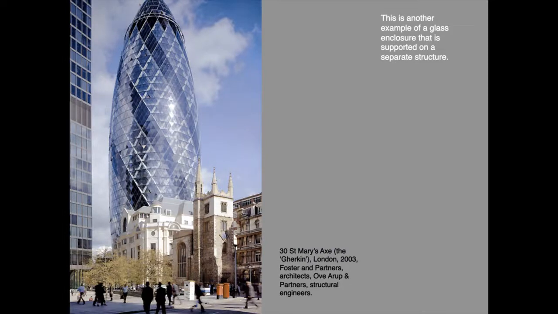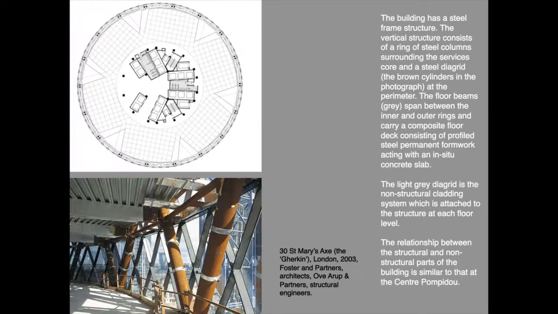The St Mary Axe building in London has a similar structural makeup to the Centre Pompidou. The principal structural element is a steel framework, which has a purely structural function. In the plan, the structural elements are the columns, shown as black dots, that surround the central core, and a steel diagrid at the building's perimeter, the brown tubes in the photograph. The columns and diagrid are the elements that provide vertical support.